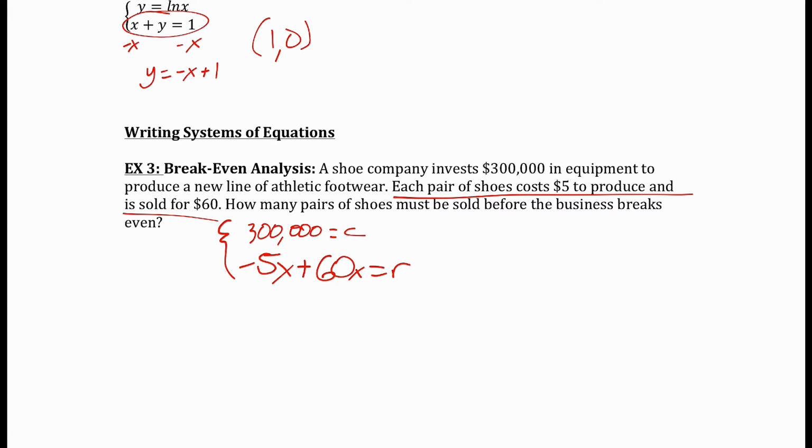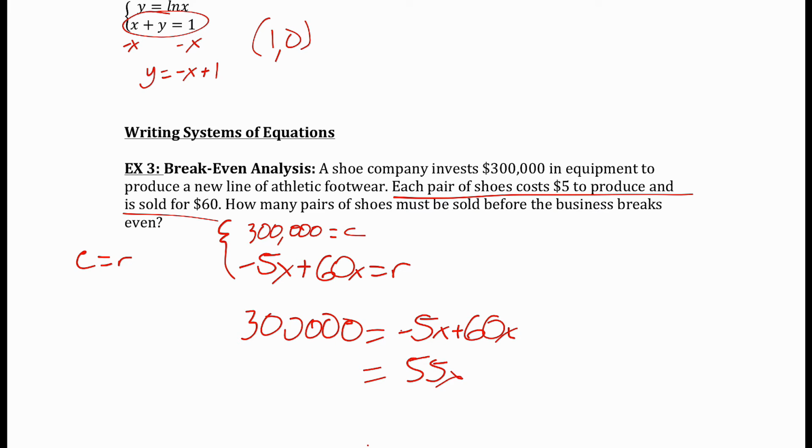In order for our business to break even, our cost and our revenue have to be equal to each other. So we've got a system of equations, one relating to the cost, one relating to the revenue. What we're going to do is set those two equal to each other. So we've got 300,000 equals negative 5x plus 60x. Now, of course, that right side we can simplify to be 55x. So we've got 300,000 equals 55x. To solve for x, we're going to divide both sides by 55.